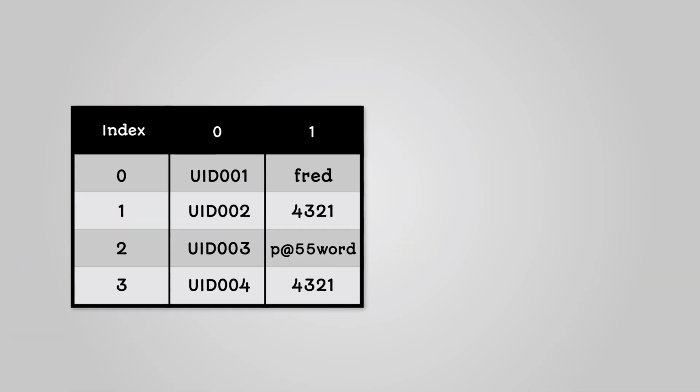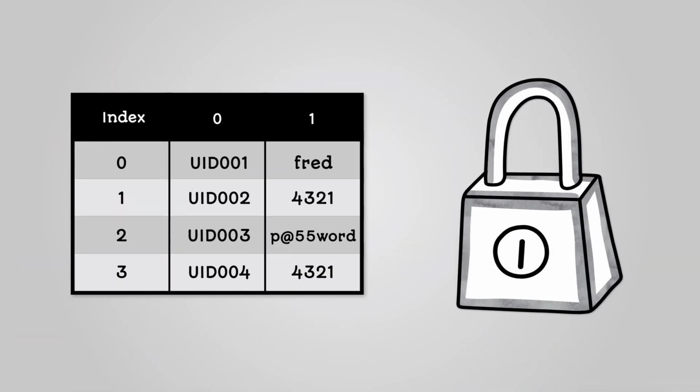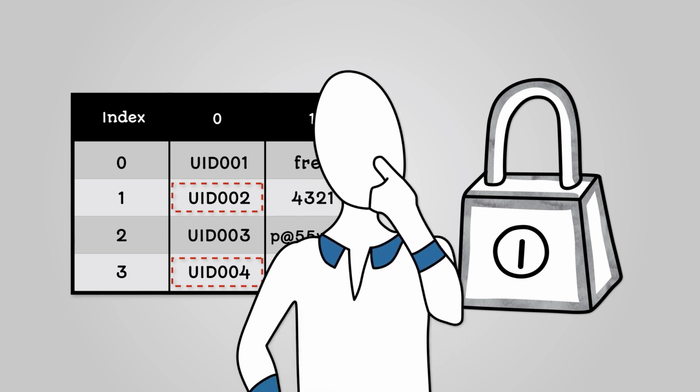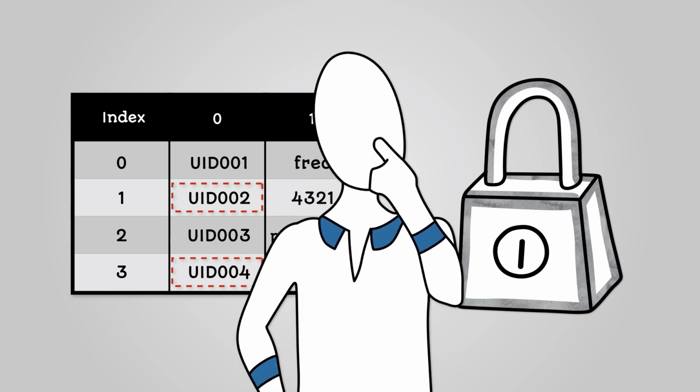Usually, usernames and passwords are held in a table or a 2D array. In this table, we have a 2D array called login, and you can see that users UID 002 and UID 004 have the same password. Let's say we were trying to check if a username and password that is inputted matched an entry in this array.